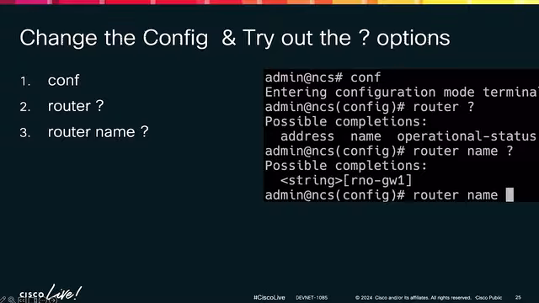So we hit configuration, router, and under my available options we see the same ones: address, name, operational status. And since we already have the data stored, if I hit question mark under name, NSO actually tells us, hey, we already have a string called Reno Gateway 1 for name. If I wanted to change that, I could override it, but it gives us a visual hint of the value we already have stored in our data model.